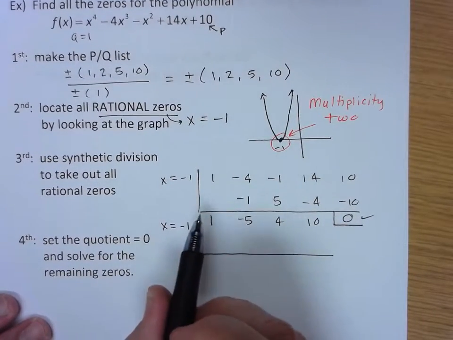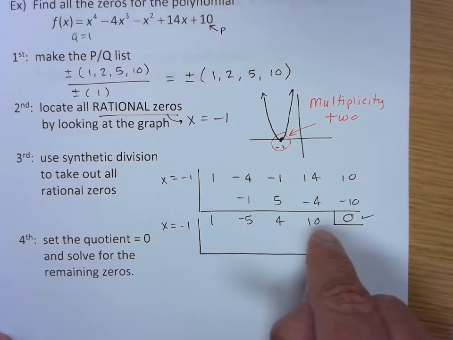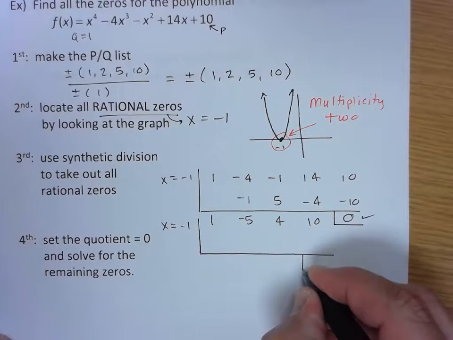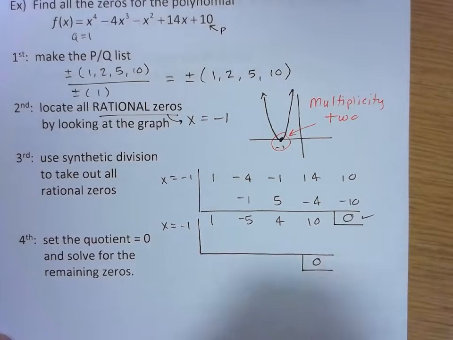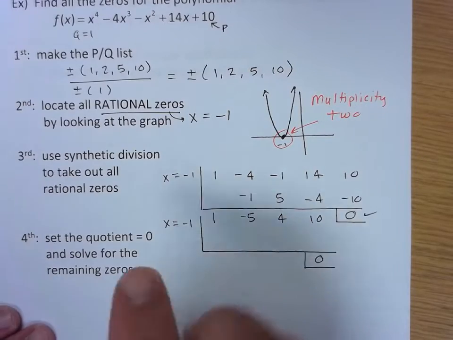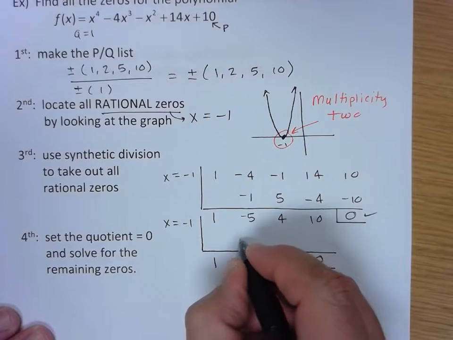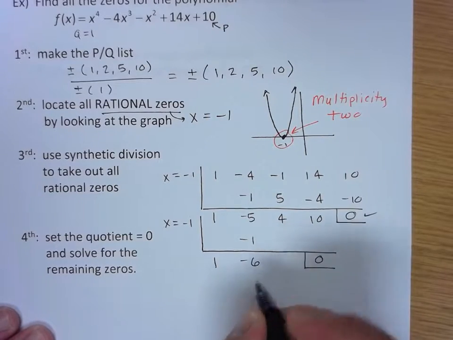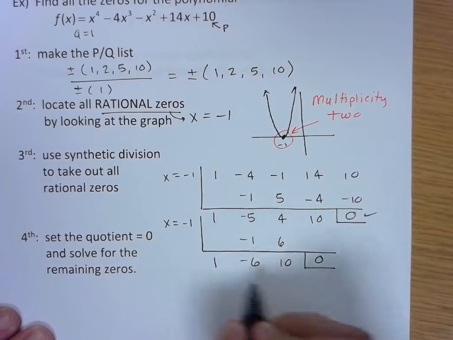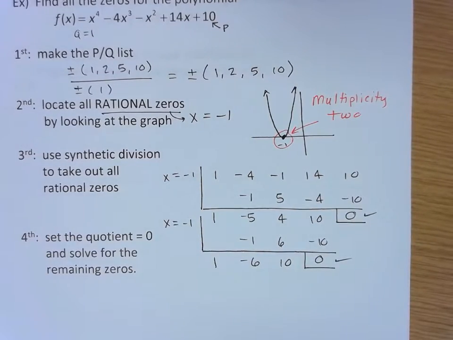So I'm going to start over, well, not all the way over. I want to start with my cubic quotient right here, and then take out x equals -1 one more time, still knowing that I should get a 0 remainder when I'm done. So when I take out -1 in this consecutive step, bring down your 1. -1 times 1 is -1. Those add up to -6. -1 times -6 is 6. Those add up to 10. -1 times 10 is -10. And yes, I get a 0 remainder.